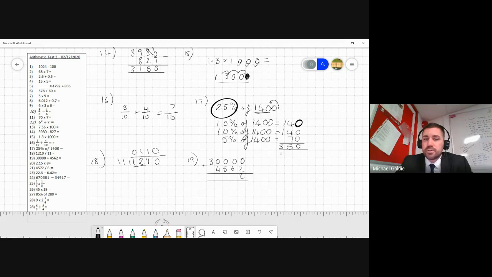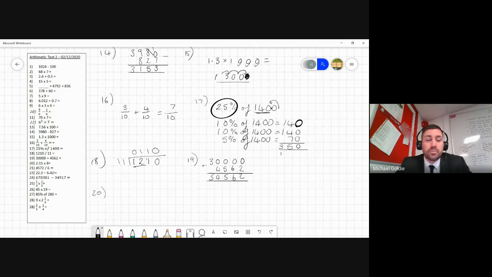0 add 2 is 2. 0 add 6 is 6. 0 add 5 is 5. 0 add 4 is 4 and 3. Nice and simple. 34,562. Okay. Number 20. Put this ruler away.